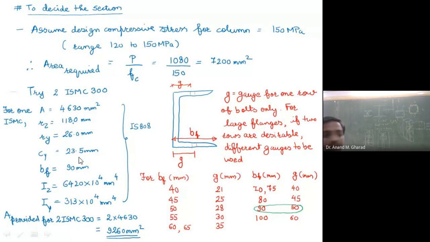A few more pieces of information we will require, that is the Cy value. This is the breadth of the flange, bf. This will be required. You can note it down. Iz and Iy, these two values are again required. So you are supposed to note down all these values which will be required for our further design purpose. Is this visible? Verify and please let me know whether these values are okay. Is it visible to you people?